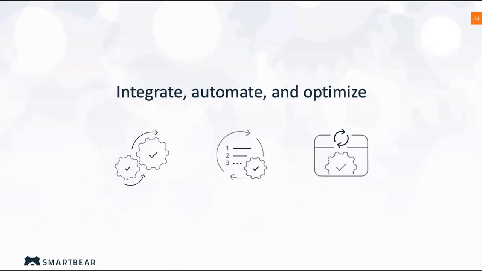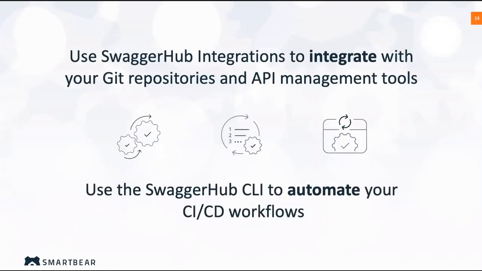And now with the CLI tool, we're starting to think about how we can help automate some of these things. So really two different areas: integrating and automating. You can use SwaggerHub integrations to integrate with your Git repositories and API management tools, and you can use the SwaggerHub CLI to automate some of your CI/CD workflows.